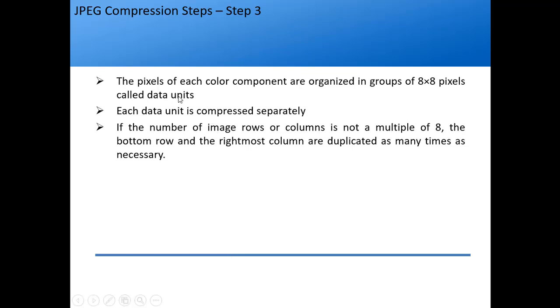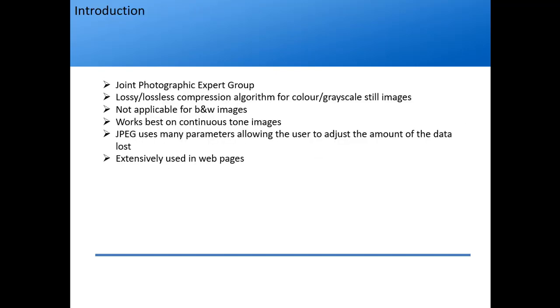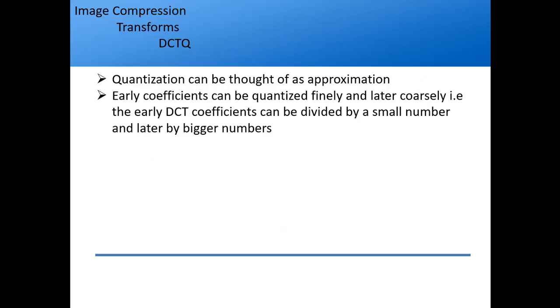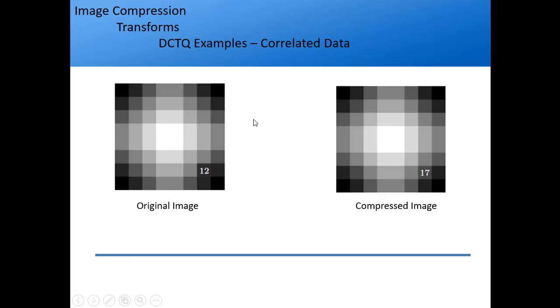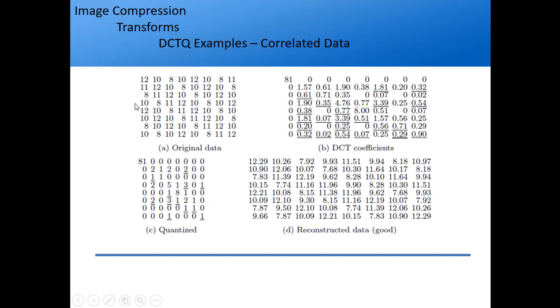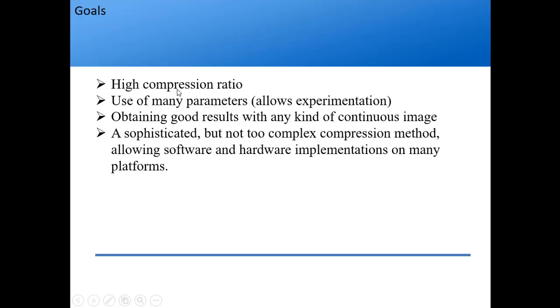Next, the pixels of each color component are organized in groups of 8 by 8 pixels called data units. Now this is very important. Why do we use 8 by 8 pixels only? Because we are further going to use DCT, and DCT is used in 2 dimensions. So it requires 2 dimensions, and for that reason we use 8 by 8. So in the example also we have used 8 by 8 because we are using DCT.